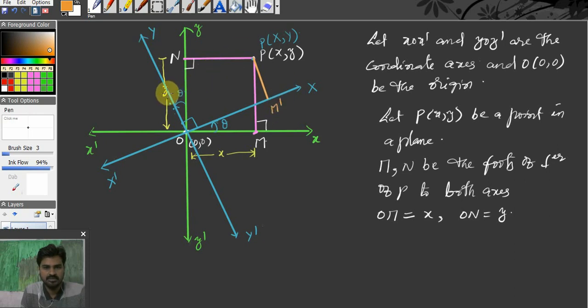In the same concept, the foot of the perpendicular of P from the new y axis is let it be N dash. Now OM dash, on the x axis, gives capital X. So this distance is capital X, and this distance, that means ON dash, gives capital Y. Observe here carefully, they are the values. Okay, let's take them.